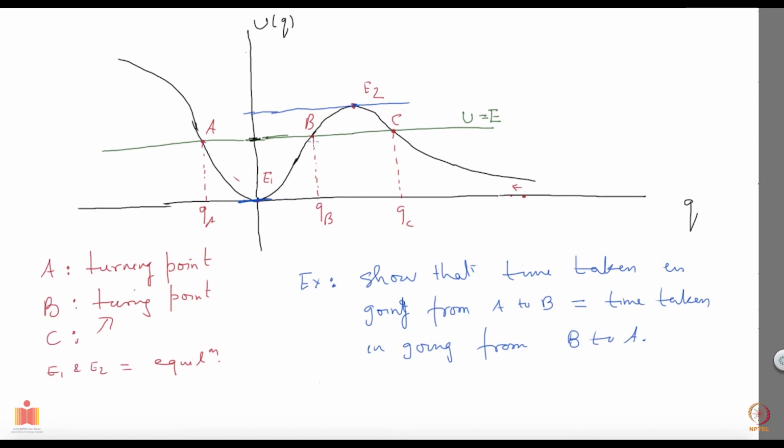Okay, so let's proceed further. Let's ask what will be the time period of oscillation if our system is oscillating between A and B. Okay, and that's quite simple to say.